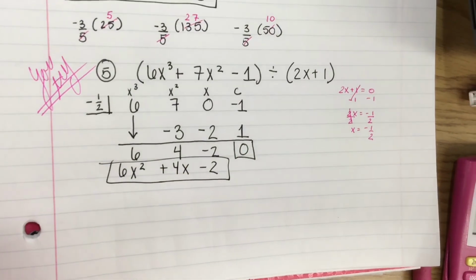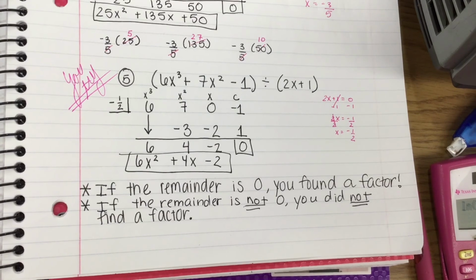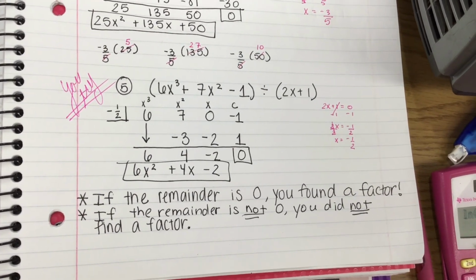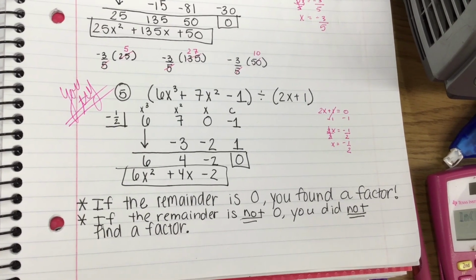We have a remainder of 0, which is a wonderful thing. Remember that if you find 0 for a remainder, that means that you found a factor. It means that whatever you divided by is a factor of that original polynomial. And this is helping us factor. That is the goal of synthetic division.